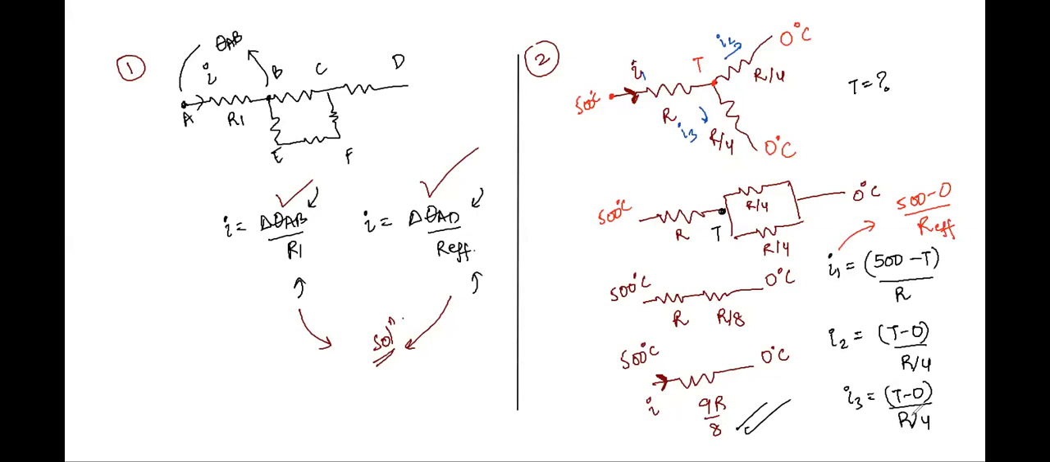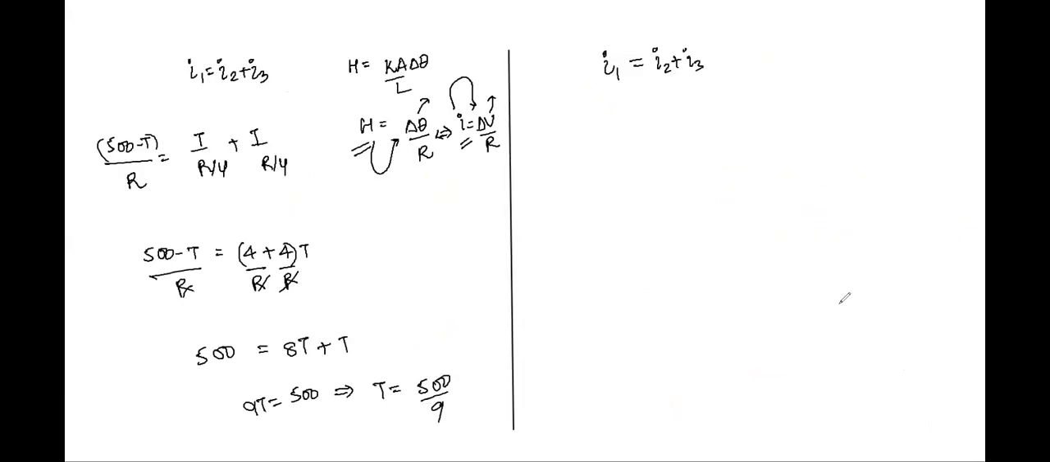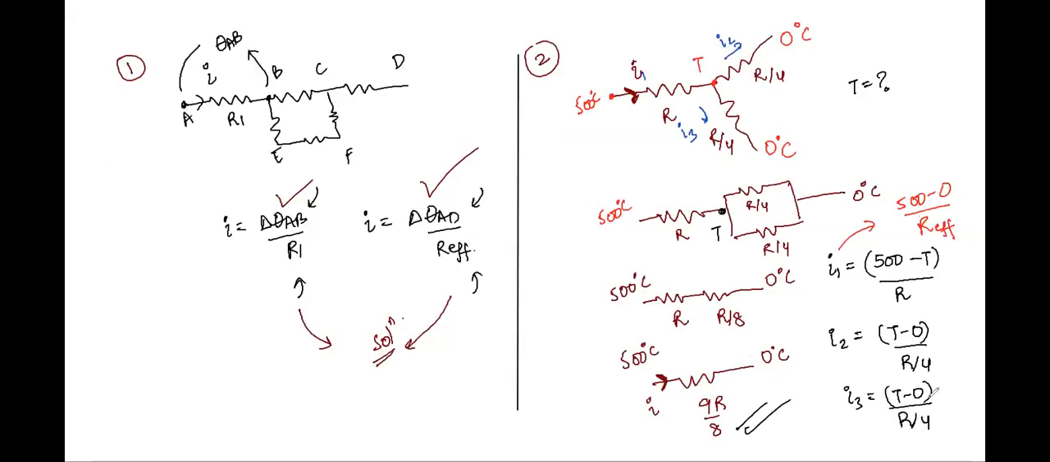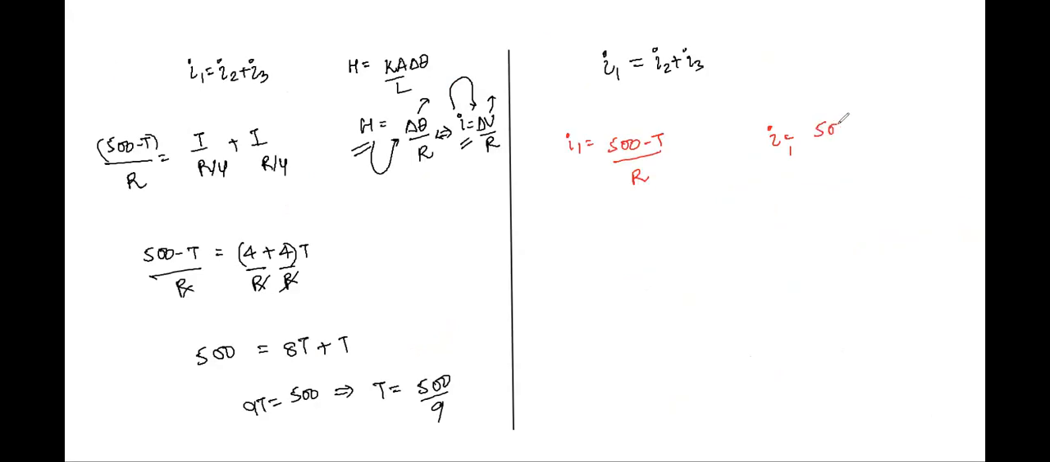So let's try to validate this, and the answer should be the same automatically. The I1 value should come out to be the same. Let's see if it does. I1 we got as (500 minus T) by R. I am saying that we can also take I1 equal to (500 minus 0) upon R effective, that is the total temperature difference upon total R effective. Let's see if the answers come out the same in both cases.